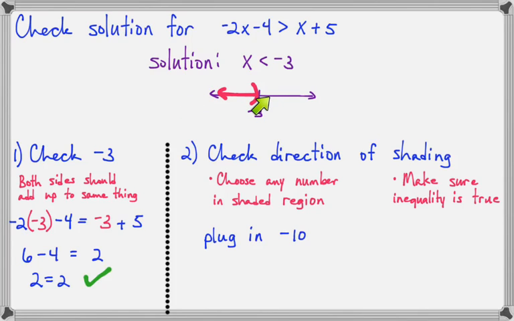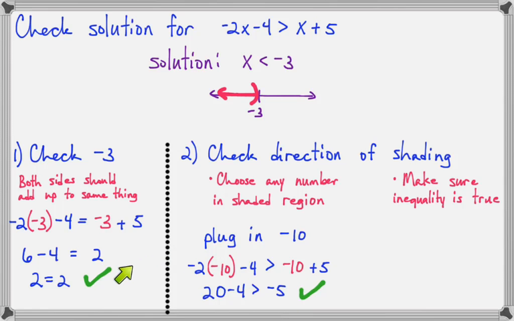I just couldn't use, say, negative 2 or 1 or 5 because all of those numbers are to the right of negative 3. So when I plug in negative 10, what I get is 20 minus 4 on the left and negative 5 on the right. And since 20 minus 4 is 16, I know that this inequality is true. 16 is greater than negative 5. So I feel like we've got the shading going right. Well, if we got the number right and the shading right, then the whole thing is okay.